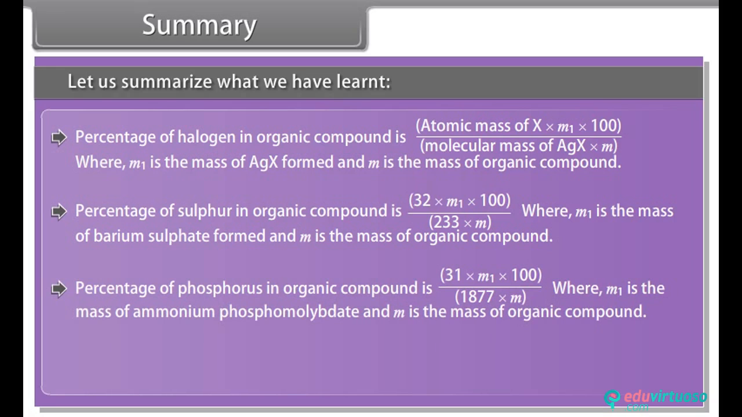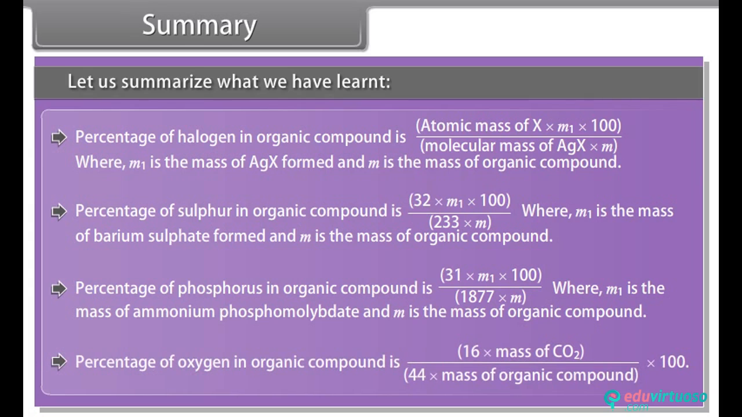Percentage of phosphorus in organic compound is 31 × M1 × 100 / (1877 × M), where M1 is the mass of ammonium phosphomolybdate and M is the mass of organic compound. Percentage of oxygen in organic compound is 16 × mass of carbon dioxide / (44 × mass of organic compound) × 100.